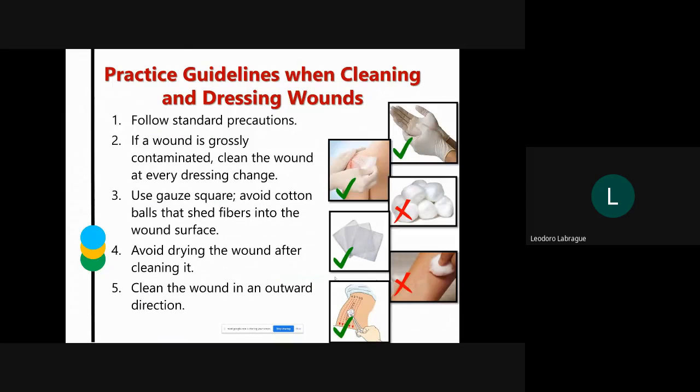Okay, now, next week, you will be asked by your teachers to clean a surgical wound. At the same time, you will be asked by your teachers to dress a wound. In doing this procedure, there are things that you need to remember. First is follow standard precautions. How do you do this? Wear your gloves. Remember, wound is considered as infectious, and you don't want to clean the wound with your bare hands. So part of standard precautions is to wear gloves.